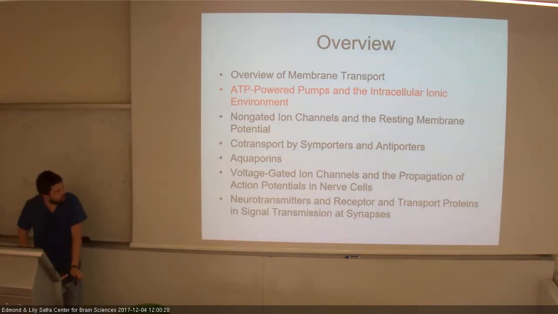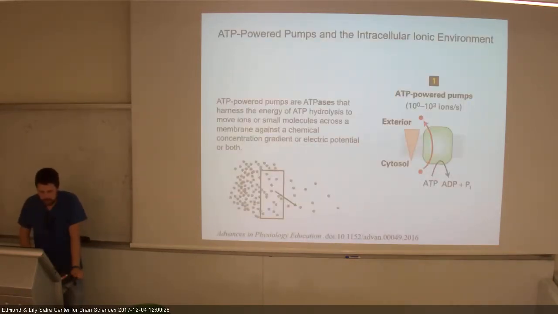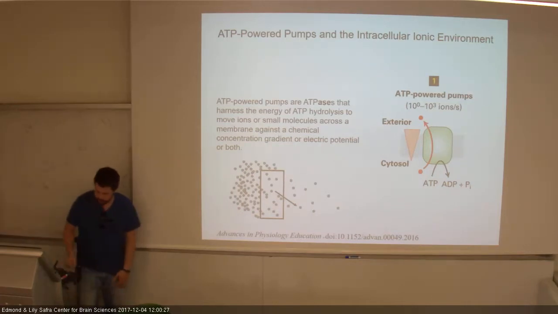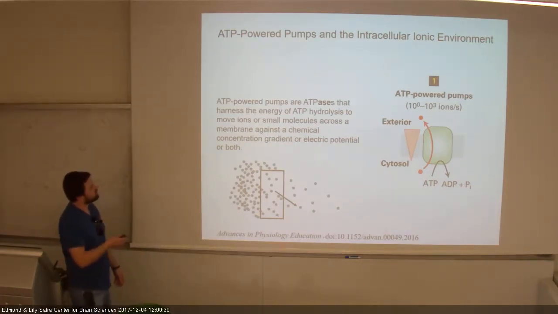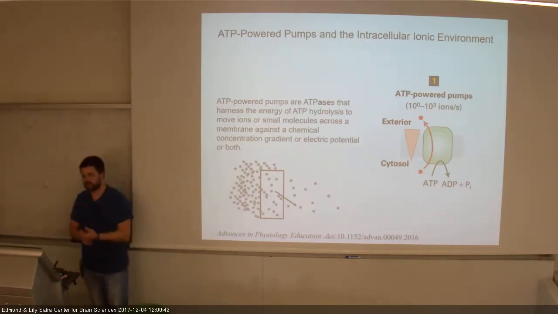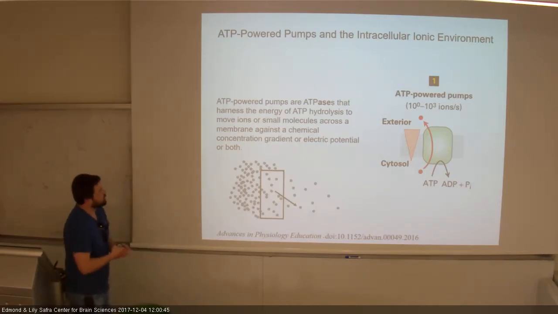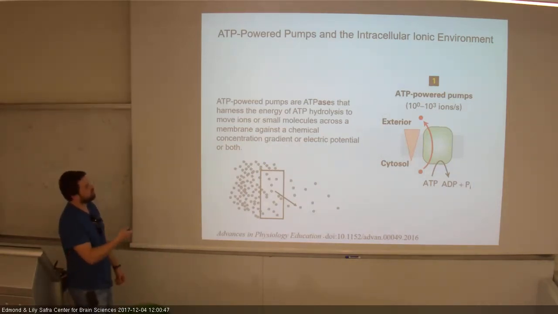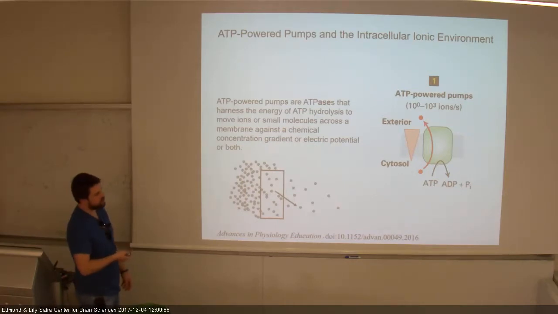Okay. So the first type of transport protein that we're going to talk about is the ATP-powered pump. In terms of proteins, we say that it's an ATPase. Whenever you have an -ase, like RNase, DNase, protease, it's always something that breaks down the molecules named before. So ATPase is a protein that breaks down ATP, or hydrolyzes ATP.